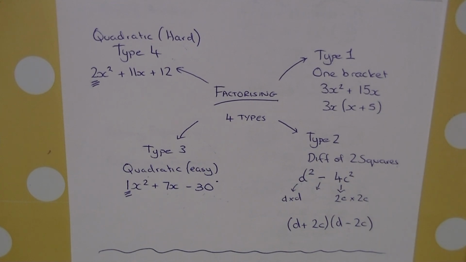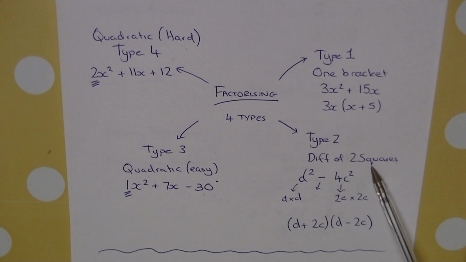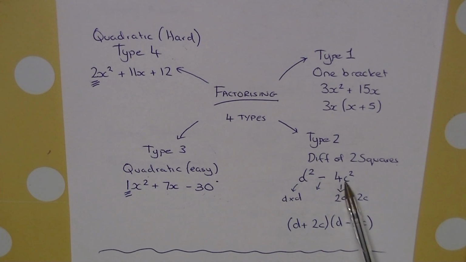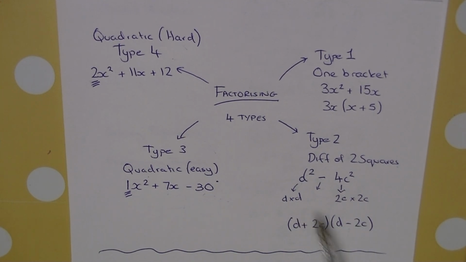If they're not square numbers or squared letters, like d squared or c squared, then you can ignore this one. But the rule here is whatever's being squared here, in this case d times d, and whatever's being squared here, in this case 2c times 2c, the 2 times 2 giving me 4, and the c times c giving me c squared, okay? Go into brackets, one with an add and one with a take away. So you'd have d plus 2c, d minus 2c. You'll see a couple of those as we get into the booklet.